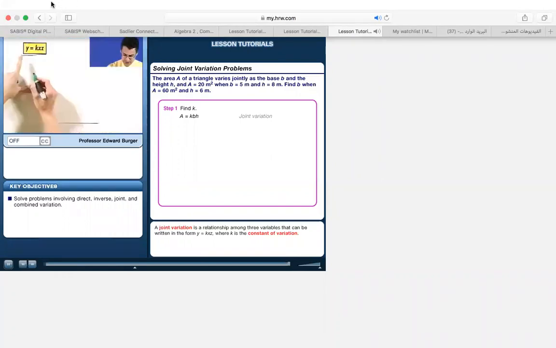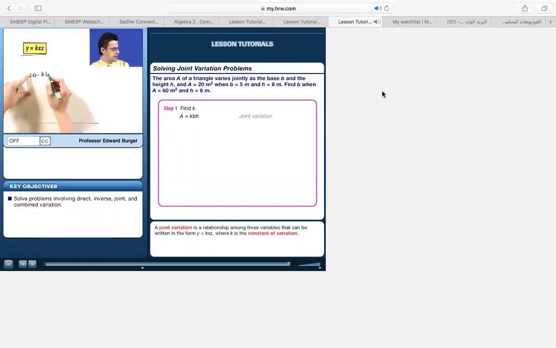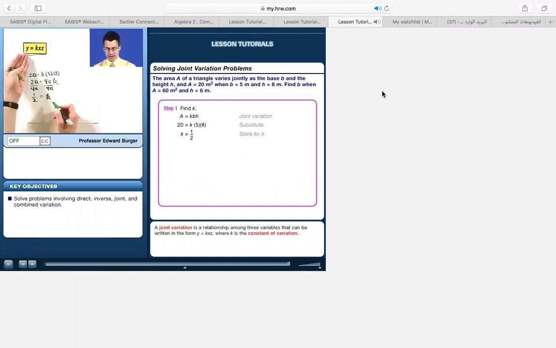So the area, which in this case is the y, 20, equals k times the base, which is 5, times the height, which is 8. And so I see that 20 equals 40k. Divide both sides by 40 to get the constant alone, and we see 20 over 40, which is 1/2. So k equals 1/2. Are you surprised? Absolutely not, because of course we know the area for a triangle. Area equals 1/2 base times height.